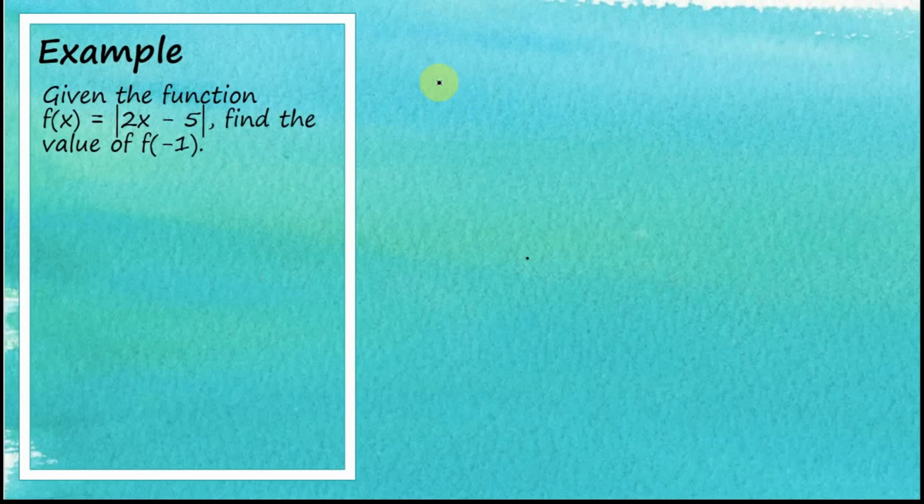Now let's see another question. Given the function f(x) equal to modulus 2x minus 5, find the value of f(-1). This question is similar to the previous one, except that it has a modulus here. So let's rewrite it here. f(x) equal to modulus 2x minus 5. We are asked to find f(-1).